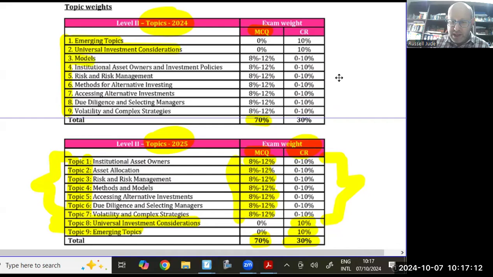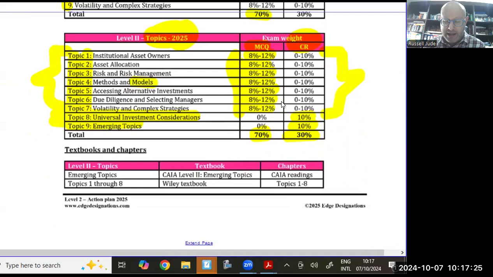Where is models over here in 2025? Well, it's mixing a little bit over there, but I'll talk about that in the second component of this video where we talk about the changes from 2024 to 2025. Okay, just in terms of the textbooks that are required, emerging topics, these are readings given to us by CAIA.